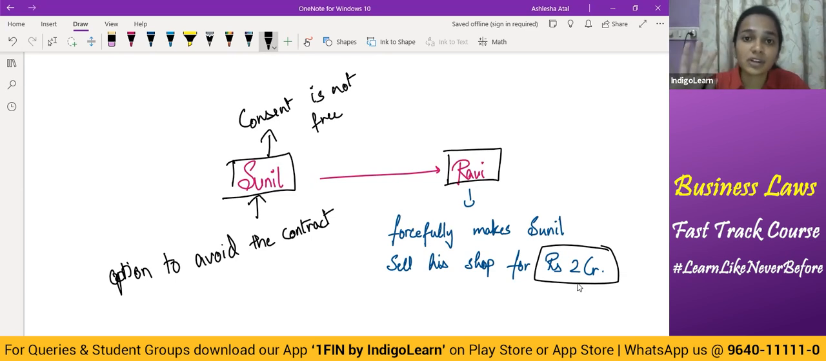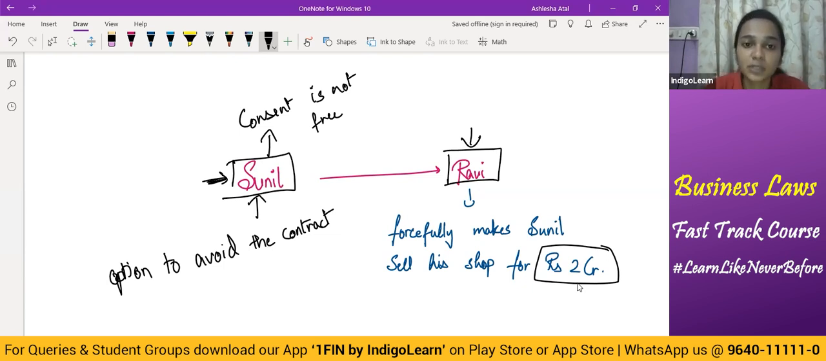So voidable contracts are those wherein one party, who is the aggrieved party, has the right to avoid the contract, an option to avoid the contract. But here Mr. Ravi, who forced Sunil to enter into the contract, does not have any right to avoid the contract. If Ravi later on wants to avoid the contract, he cannot do so. The person who has the right to avoid the contract here is only and only Mr. Sunil and not Mr. Ravi.